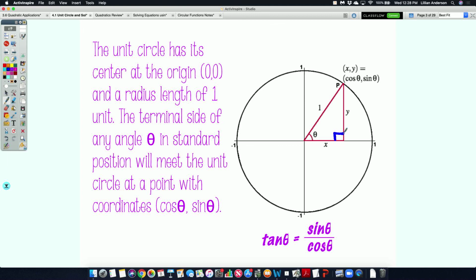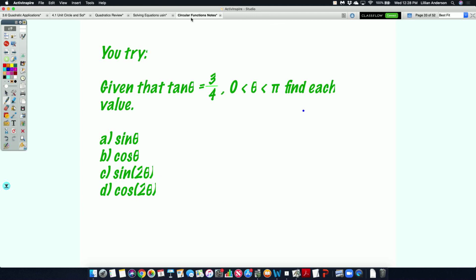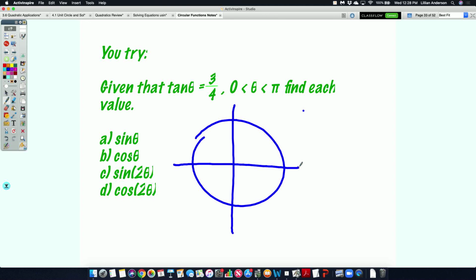So for this particular problem, when you were presented with the tangent, and it said that theta is between 0 and pi, tangent is positive. Which quadrant between 0 and pi is tangent positive? The first quadrant. So there is some triangle inside the first quadrant where your tangent is 3/4, where this is 3 and this is 4.